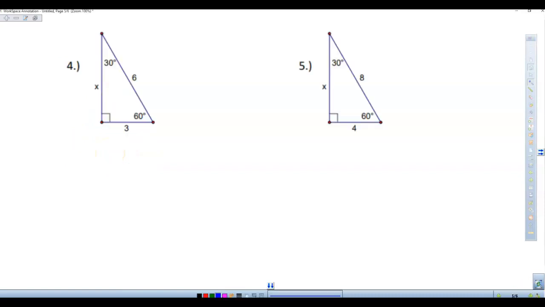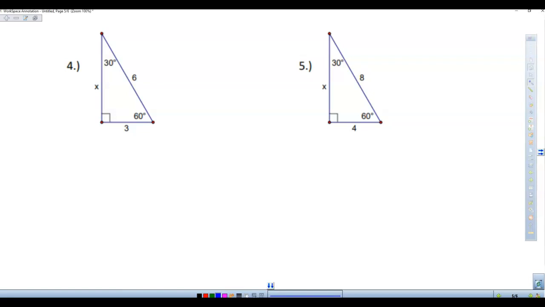So we're going to do the same thing we did with the 45, 45, 90 triangles. I'd like for you right now to pause the video and do examples 4 and 5. Go ahead and pause, and when you're done with 4 and 5, with reduced, simplified, radical answers, unpause, and then you can follow along.